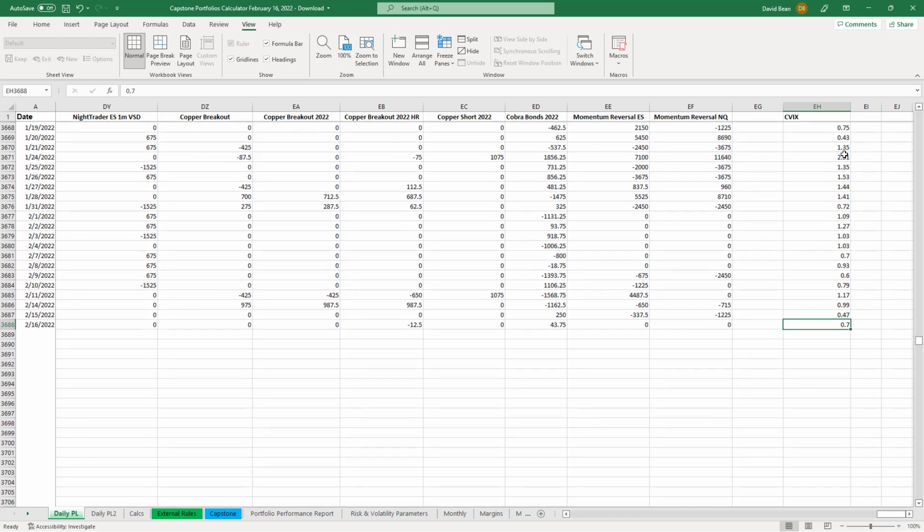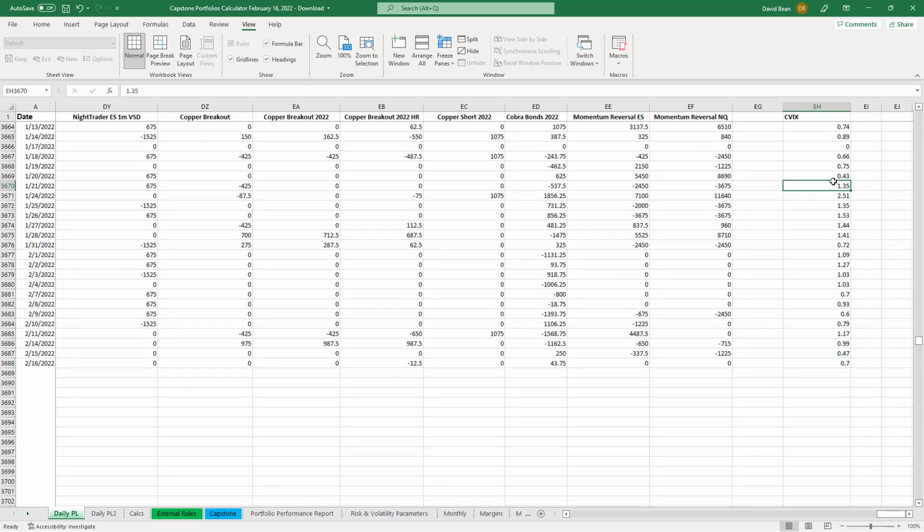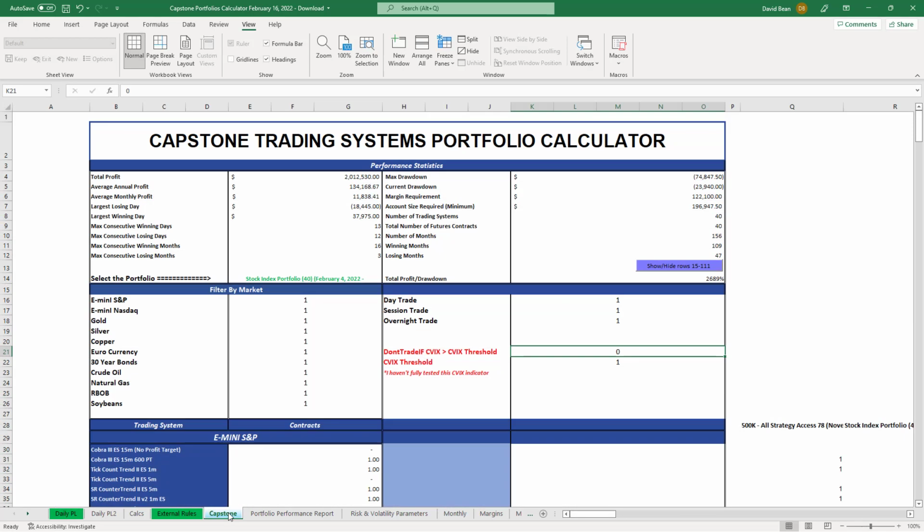So you could get several days where you don't trade. In this case, CVIX went greater than 1 on January the 21st, which means you would not have traded on any days until the CVIX indicator dropped. It dropped there, and you would have ended up trading on February the 1st, and then on February the 1st it was above 1. So it went above 1 again, so you wouldn't trade again until it dropped below 1. Then you'd trade again on February the 8th, and then it went above 1 again, so you don't trade here, but then you start trading again here. That is how you would interpret that.